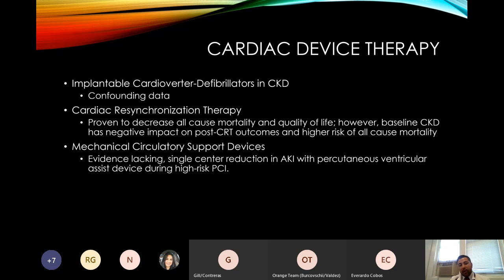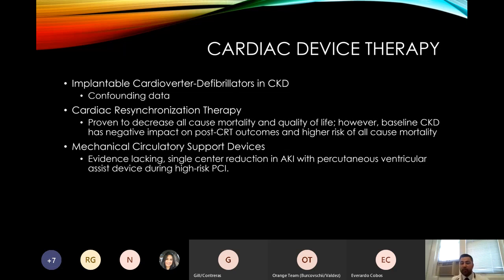So talking about cardiac device therapy, implantable cardiac defibrillators in CKD have confounding data. Cardiac resynchronization therapy has proven to decrease all-cause mortality and quality of life. However, baseline CKD has a negative impact on post-cardiac resynchronization therapy outcomes and a higher risk of all-cause mortality. Mechanical circulatory support devices, evidence is lacking.